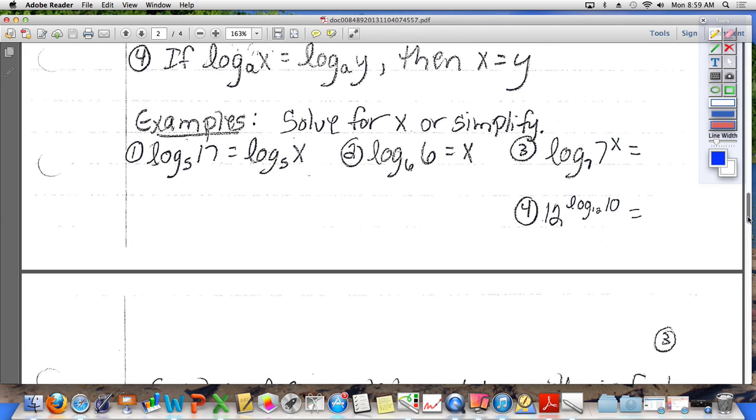I have 4 examples. I really want to get through them before you guys leave. I don't think they're going to take us long.